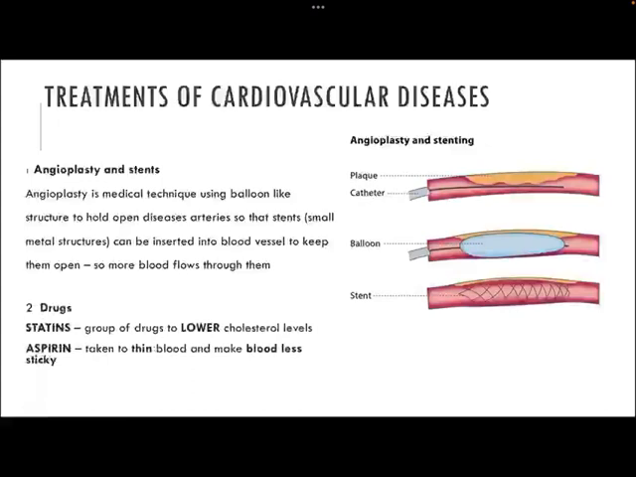Drugs can be given as well. Statins are a group of drugs that lower blood cholesterol levels. Aspirin quite often is given after heart attacks, and it is taken to thin the blood and make the blood less sticky.